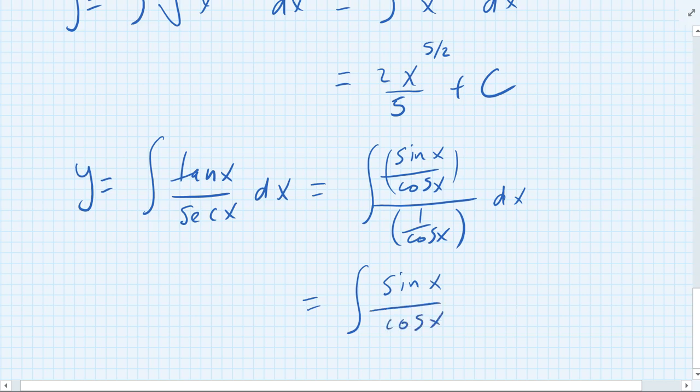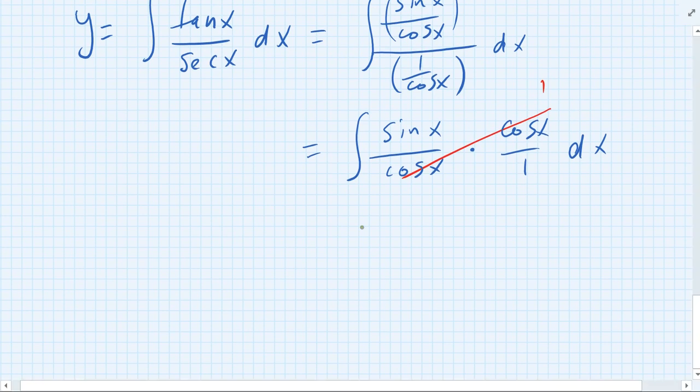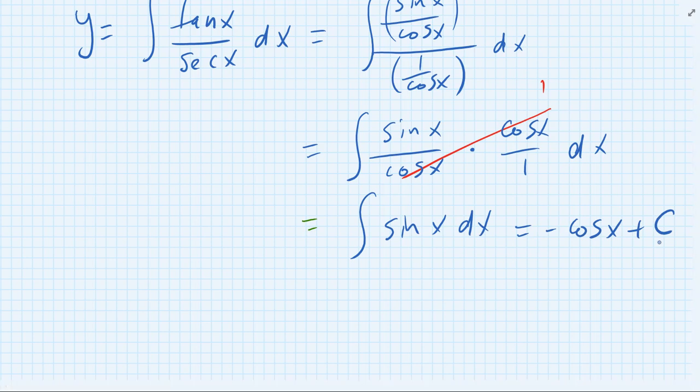There's tangent of x. And then flip this one, it's cosine of x over 1. Guess what? Becomes 1. And is this just the integral of sine of x? What's the integral of sine of x? That was easy. Rien de plus simple.